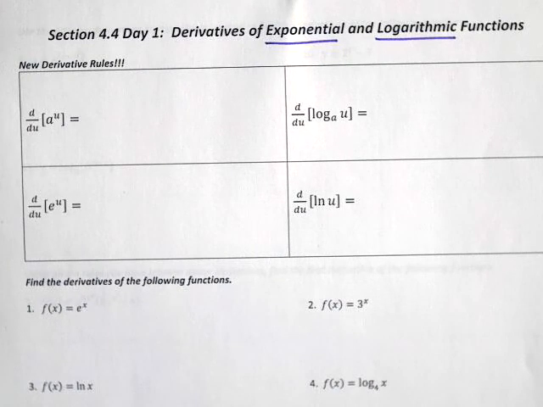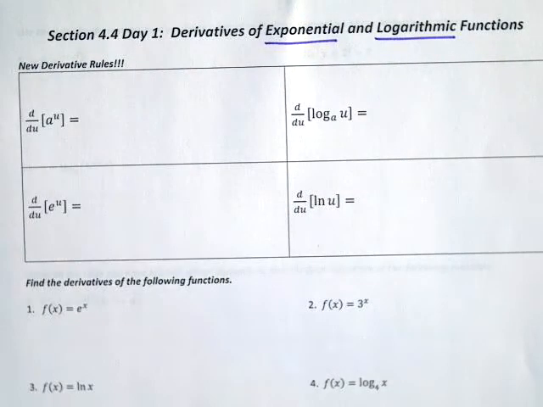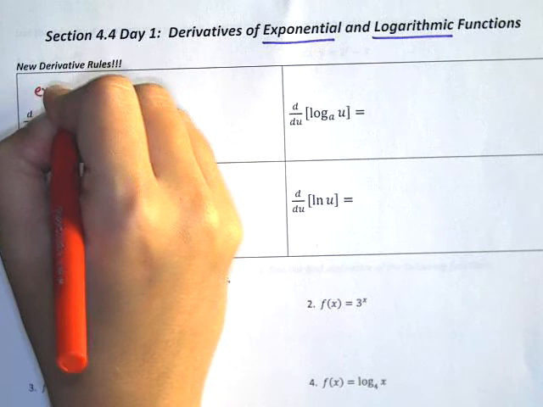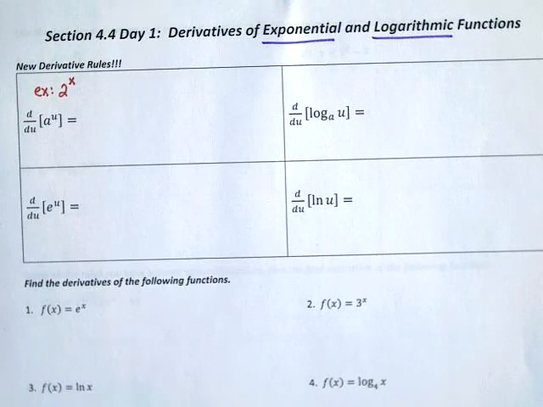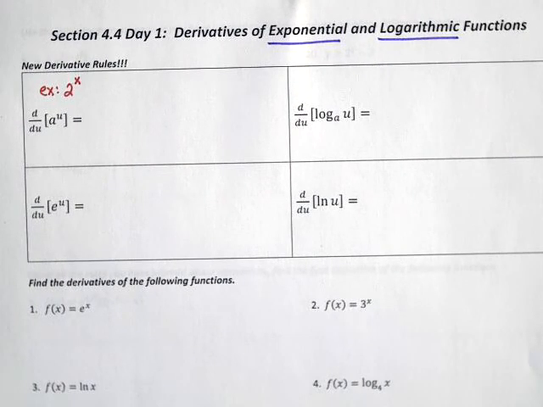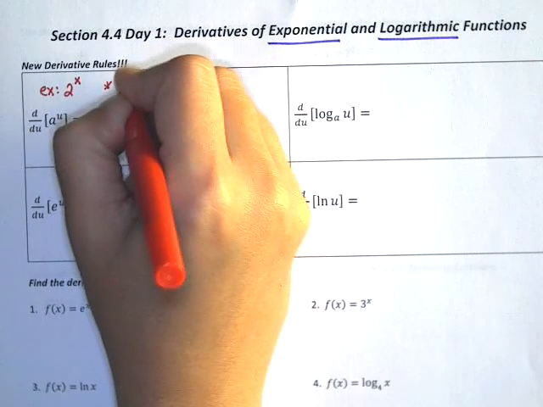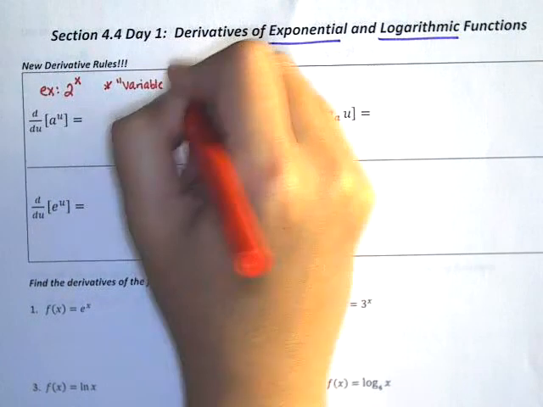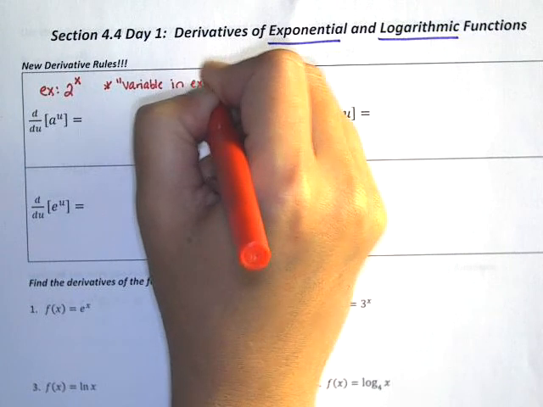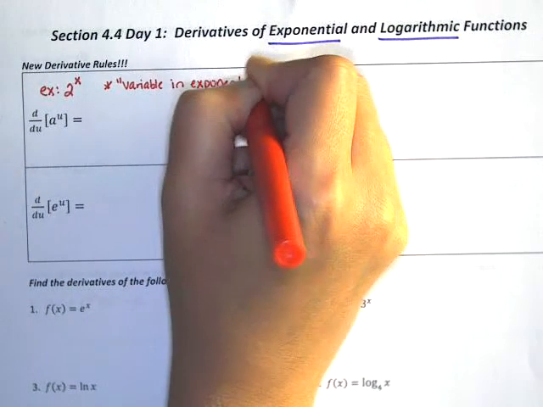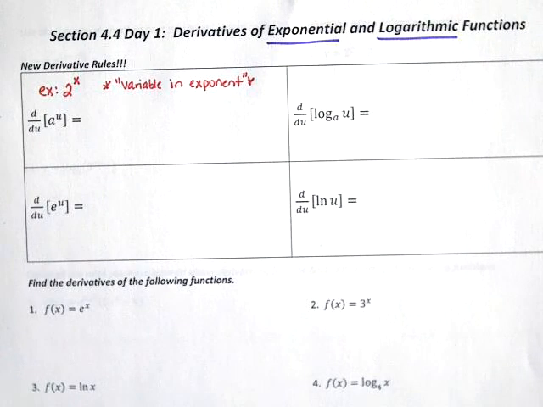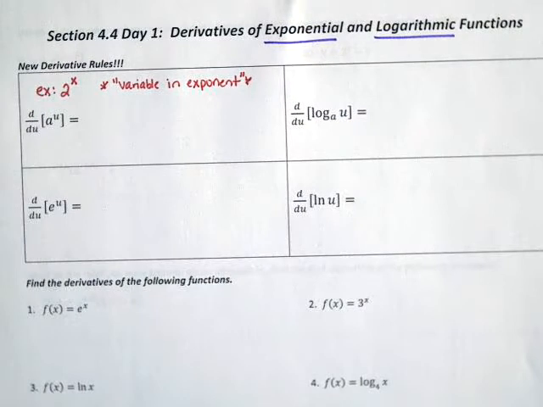Let's talk about the derivative of any exponential function. So in this case, a is just a number. An example here would be like 2 to the x power. The reason that this is an exponential function is because the x is in the exponent. When you see that, you cannot just use the power rule. You can't just say, I'm going to drop the x and subtract 1. It doesn't work that way.